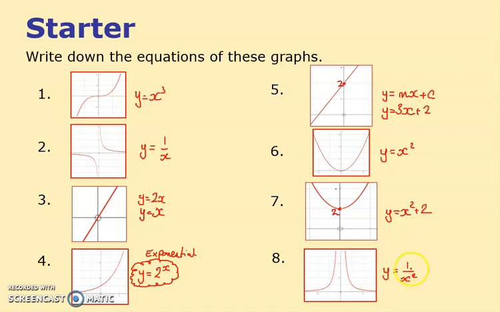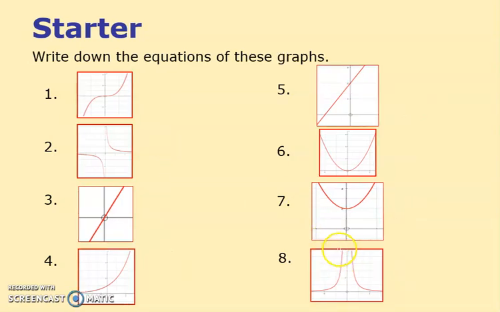And if you've written 4 over x squared, for instance, likewise here, you've written y equals 3 over x. Who knows? It could be right as well. So don't worry about what the number is on the top. Personally, I'd always write 1.